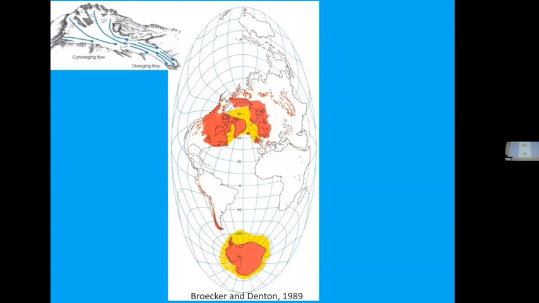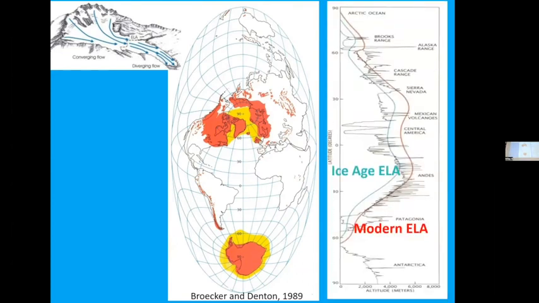Now, here's the reference, Broker and Denton. What Broker and Denton did will be important for the next couple of slides. Here in red are where the glaciers were, just to help us remember where the ELA is, where the glacier is. And they put together this figure. This is from the South Pole to the North Pole, the North Pole being at the top, the South Pole being at the bottom.